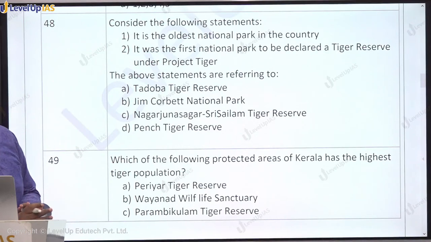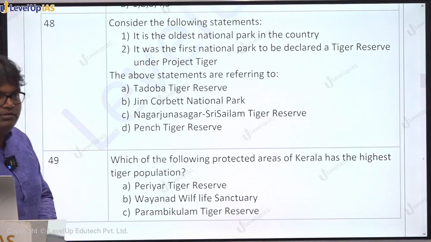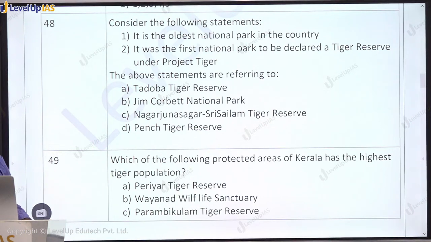48. Nikhil, did you just tell us? Balbir. 48. Oldest national park, Jim Corbett. Before independence, right. It was the first national park to be declared as a tiger reserve. That's also true. Jim Corbett. 48's B.